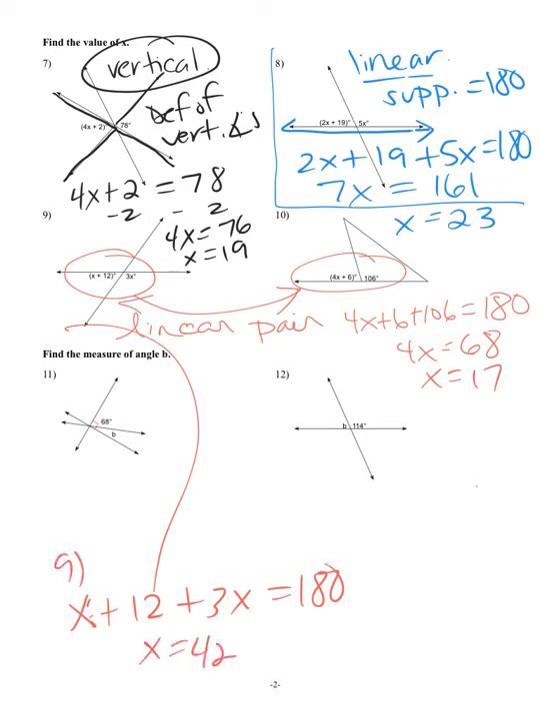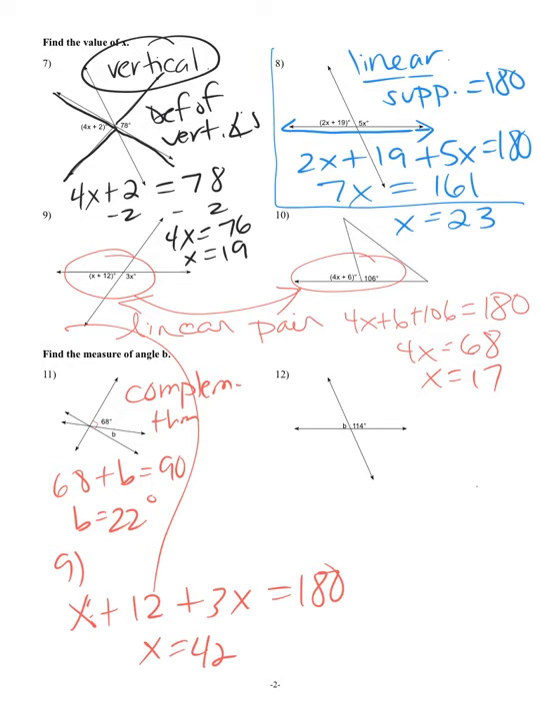Okay. How about 11? Complementary. Because of the complementary theorem, what would you set it equal to? 90. So 68 plus b equals 90. B is 22. Yep. Do not forget the degree symbol.